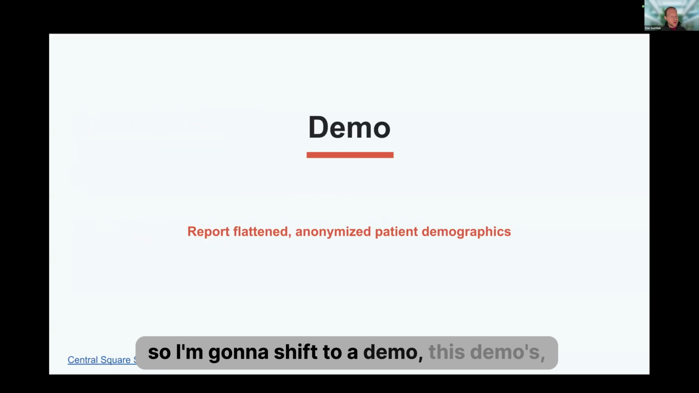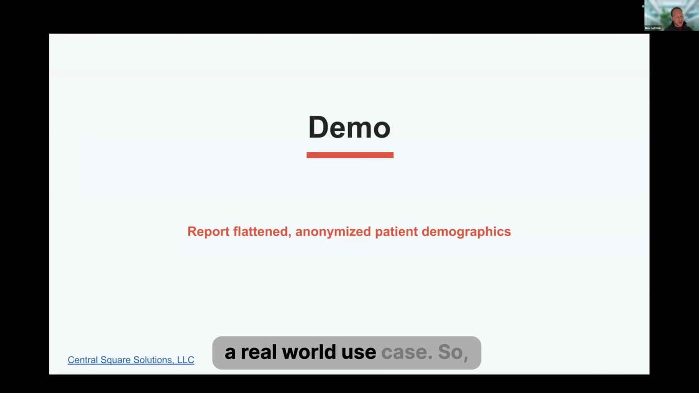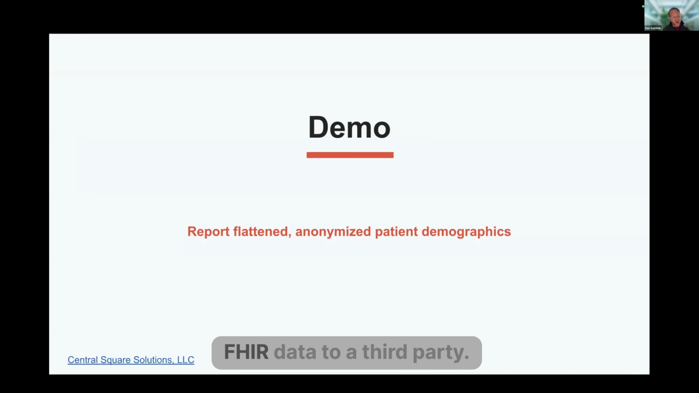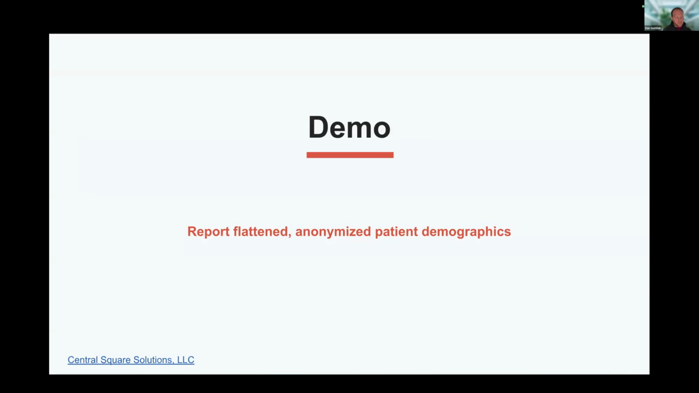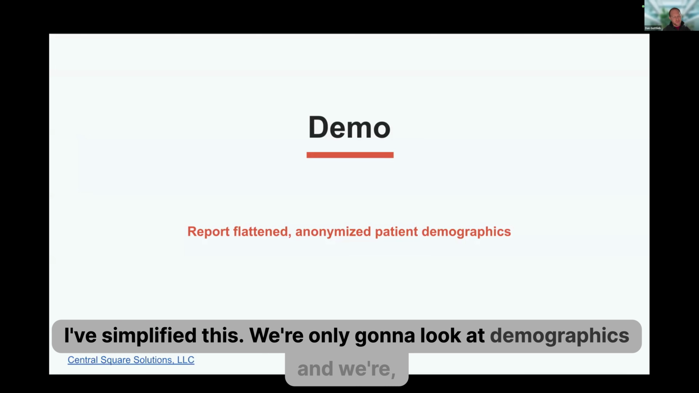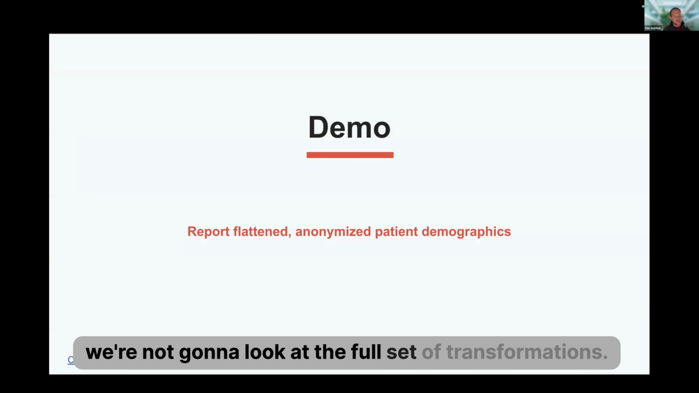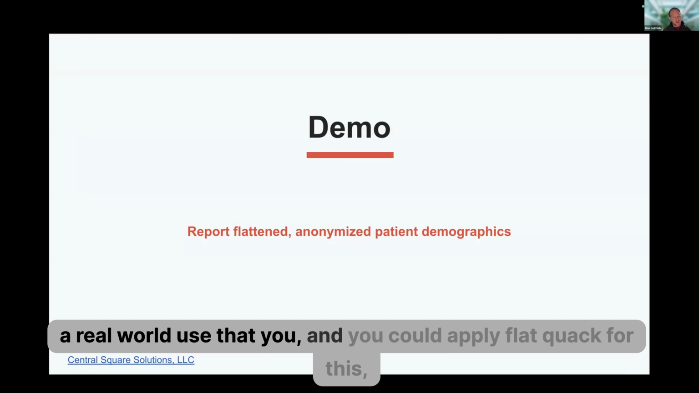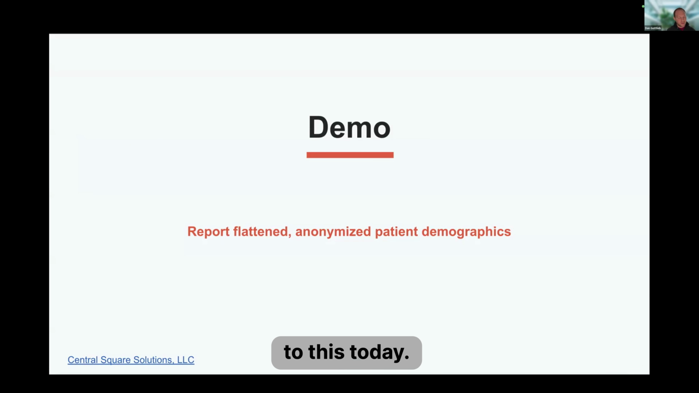So I'm going to shift to a demo. This demo is based on a real world use case. I had an organization that needed to report some flattened anonymized FHIR data to a third party. And so they ended up using FlatQuack to do that. I've simplified this. We're only going to look at demographics, and we're not going to look at the full set of transformations, but this is a real world use that you could apply FlatQuack to today.